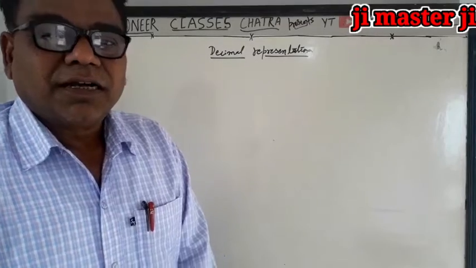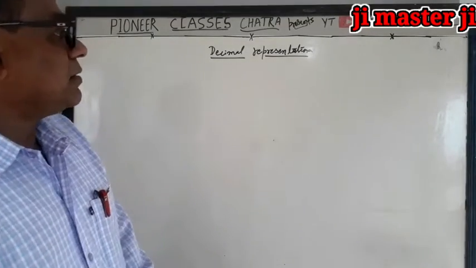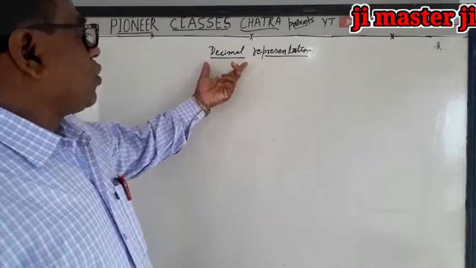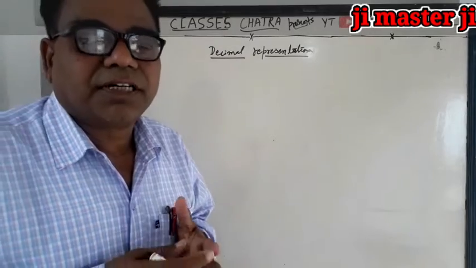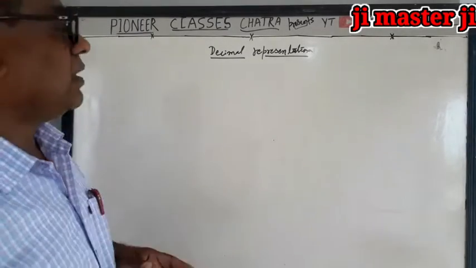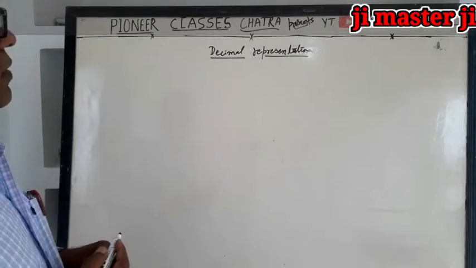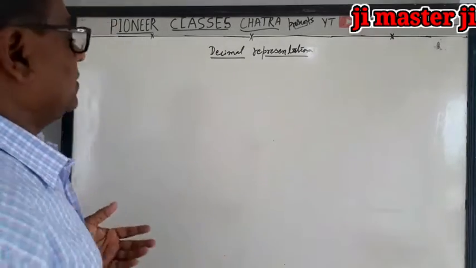My channel G Master G, and today we are in class 9. The topic is decimal representation of a rational number. So first of all, we learn what is a decimal representation.